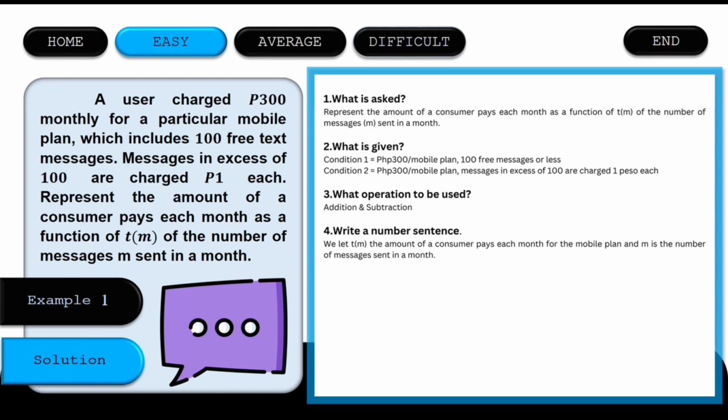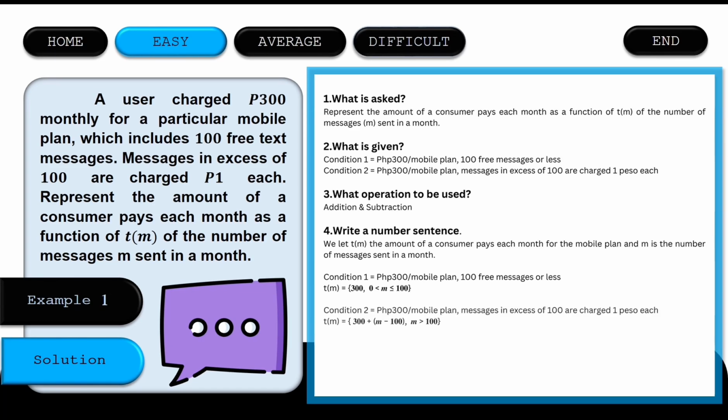Sa unang part ng ating problem or yung first condition, sinabi a user is charged 300 pesos monthly for a particular mobile plan which includes 100 free text messages. Pagkakaroon tayo dito ng 300 kung saan this is the amount paid by the consumer if he or she uses 100 free text messages or less. If the consumer uses 100 free text messages or less, ire-representa natin siya having the interval m is greater than 0 but less than or equal to 100.